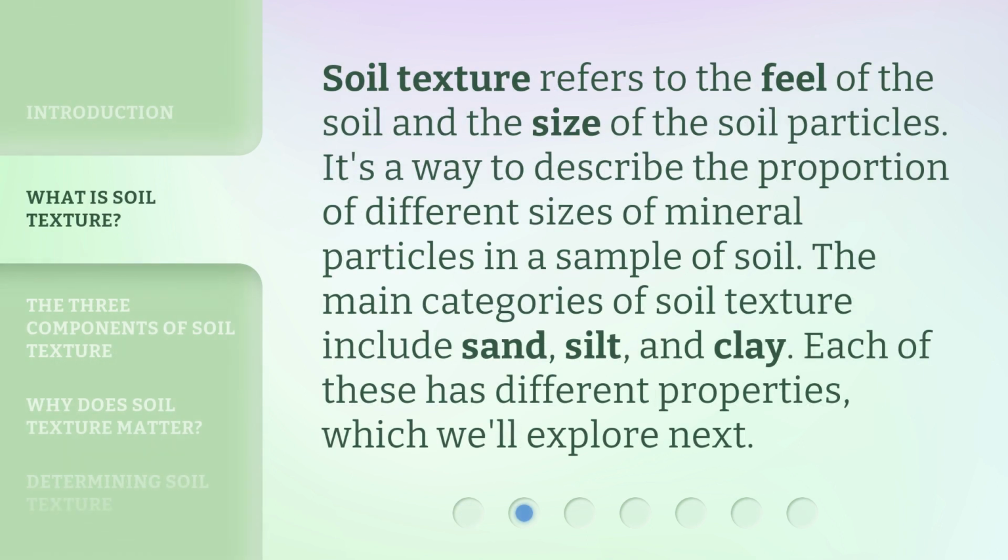Soil texture refers to the feel of the soil and the size of the soil particles. It's a way to describe the proportion of different sizes of mineral particles in a sample of soil. The main categories of soil texture include sand, silt, and clay. Each of these has different properties, which we'll explore next.